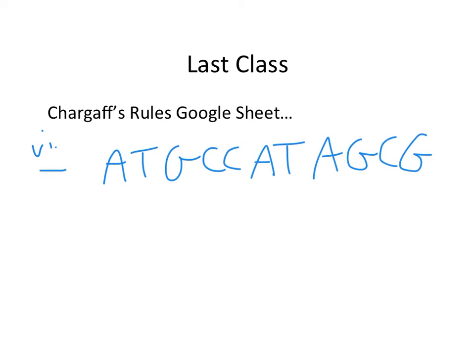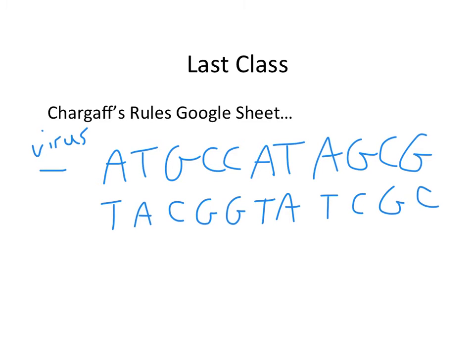So if you're a virus and you've got a single-stranded genome, there's no reason to expect the percent of G's equal to the percent of C's. However, if you made this double-stranded, then what happens? If you have a double-stranded genome, now what's true? For every A, there's a T on the other strand. For every T, there's an A on the other strand. Now, all of a sudden, just by being double-stranded, we have Chargaff's rule.